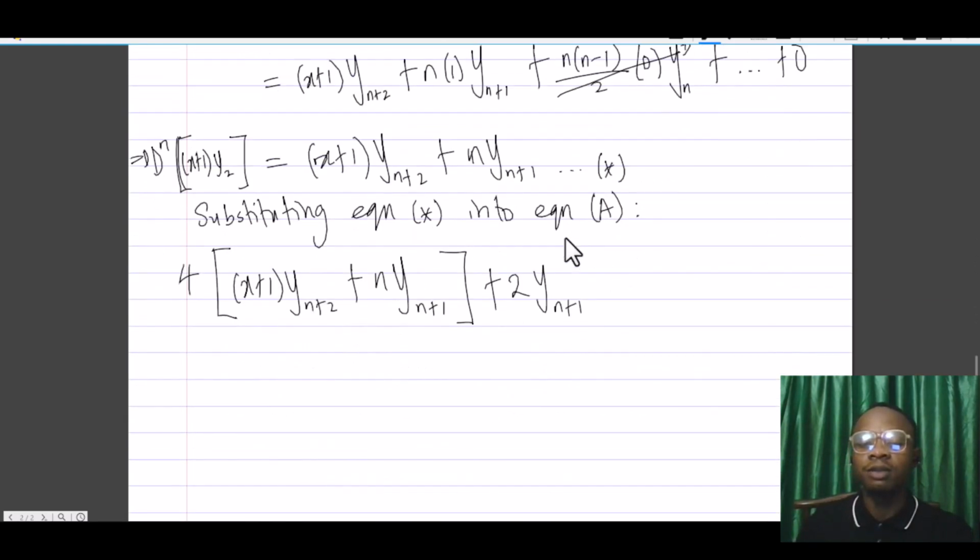So that will be plus pi squared y sub n, and this is equal to 0. So we can now simplify further. When we open up this bracket, this will be 4 into x plus 1 y sub n plus 2. Then for this will be 4n, then plus 2.